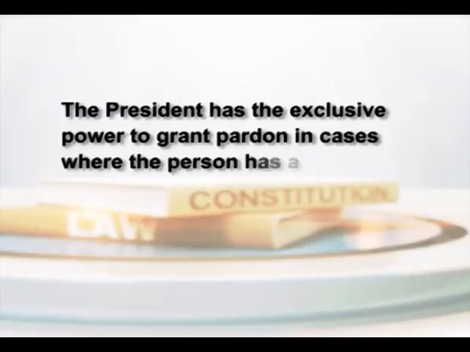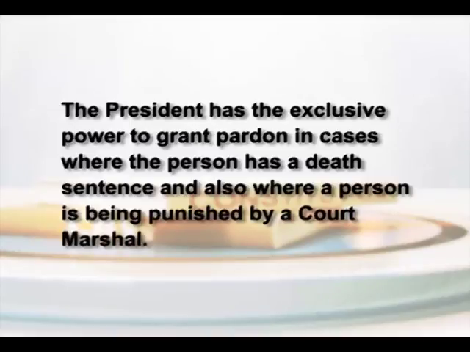In fact, the power of the President under Article 72 happens to be much wider. The President has the exclusive power to grant pardon in cases where the person has a death sentence. Again, where a person is being punished by a court-martial, the President has the power to grant pardon to him. But in case of both the death sentences and the court-martial, the governor does not have any power to grant pardon.